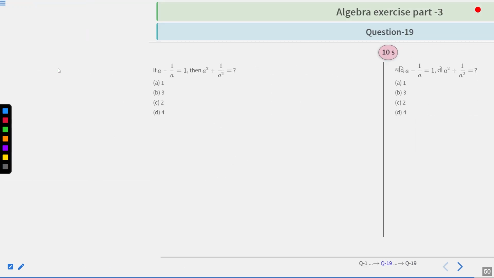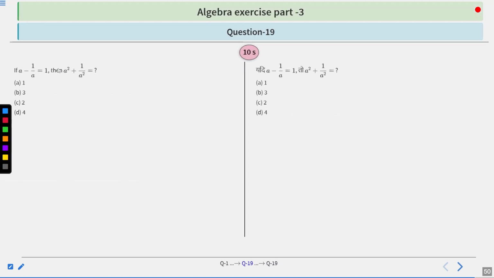Next, if a minus 1 upon a is equal to 1, then a square plus 1 upon a square is how much? And options are option A 1, option B 3, option C 2, and option D 4. These are the options. And I'm giving you 10 seconds to find which one of them is correct. After that, I will do the solution.